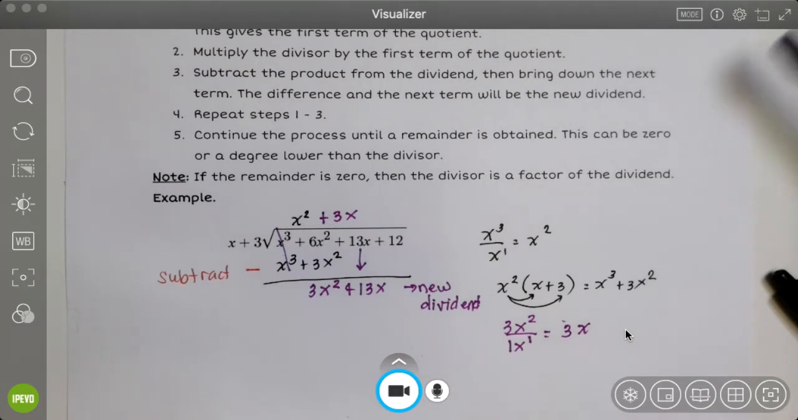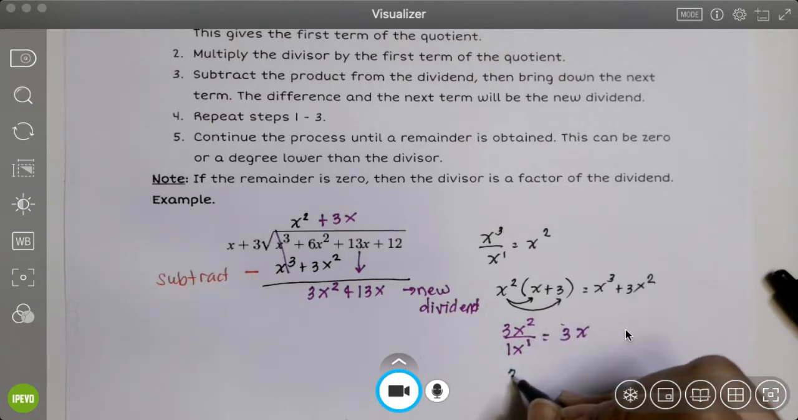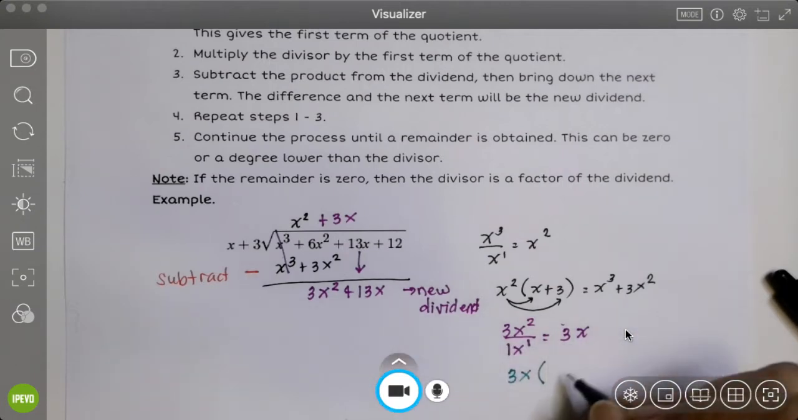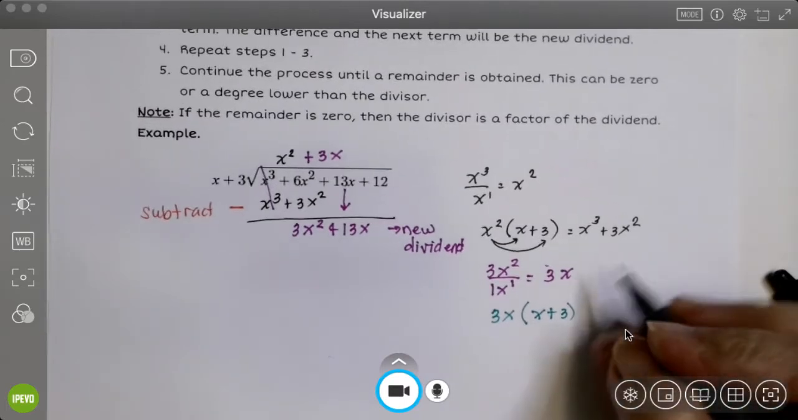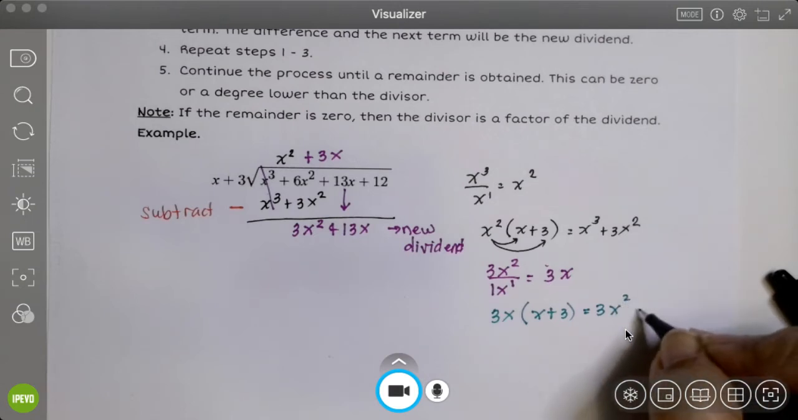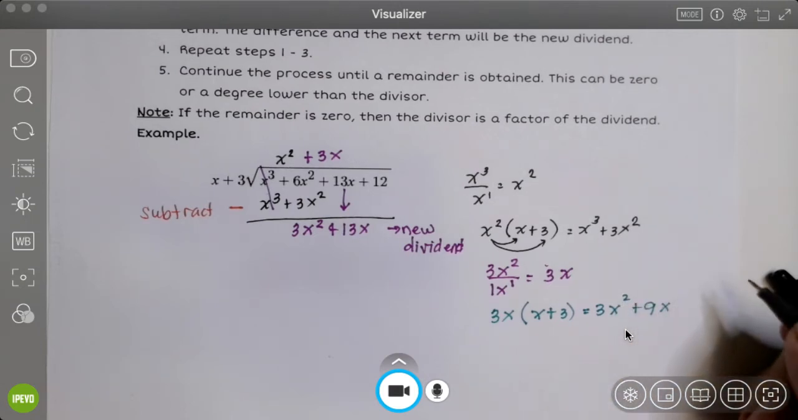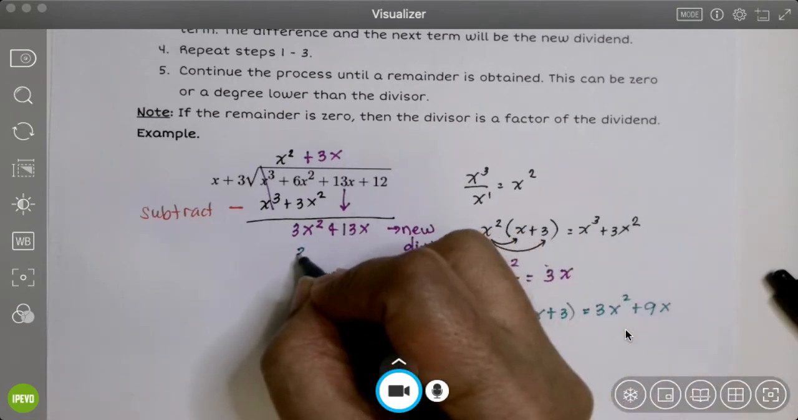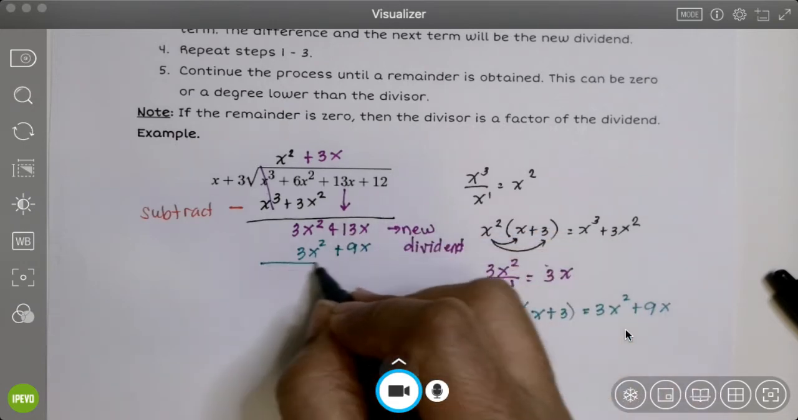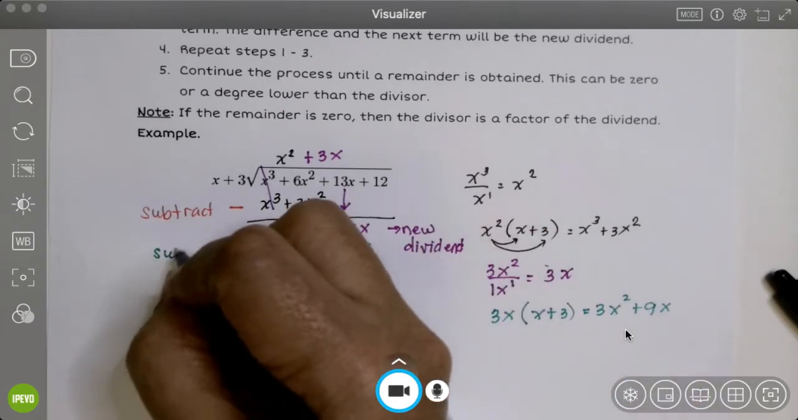Next, we need to multiply that second term by the divisor. So we take the 3x and we multiply that by the divisor, by x plus 3. Again, using the distributive property, this will become 3x squared plus 9x. Let's write it down here. 3x squared plus 9x. And then we will have to subtract again.